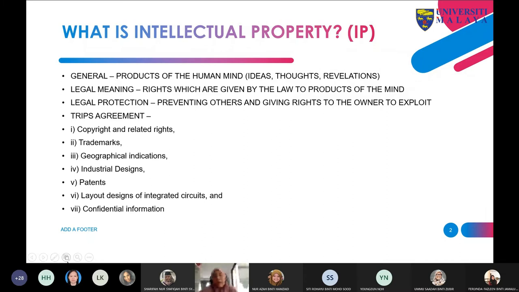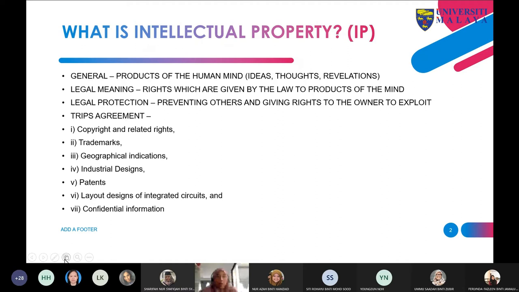And it's true that this IP is all around us. It's manifested in all the things that we use, that we live with. Ordinary goods and services that we use, for example, mobile phones, cars, car parts, computer hardware and software, the books that we read, the books that we try to write, music, films, photographs, the architecture of a building, logos, technical and business know-how, pharmaceuticals, works of art, all of this and more. Everything that is a product of our human mind is IP.